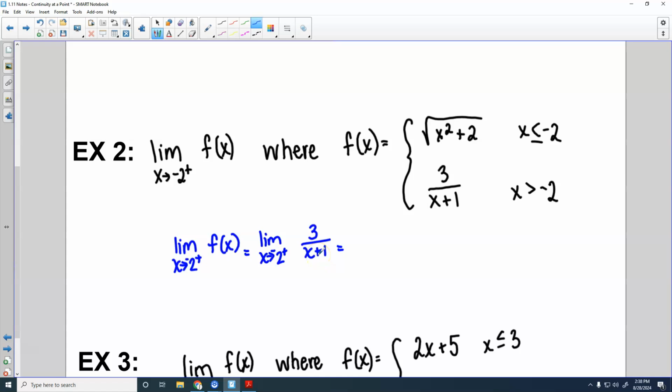And so this is just a direct substitution problem. Most of these limits are not going to be terribly difficult. They're going to be pretty simple limits, and you're just going to have 3 over -2 plus 1, which is going to give you 3 over -1, so you get -3 as your answer from the right.